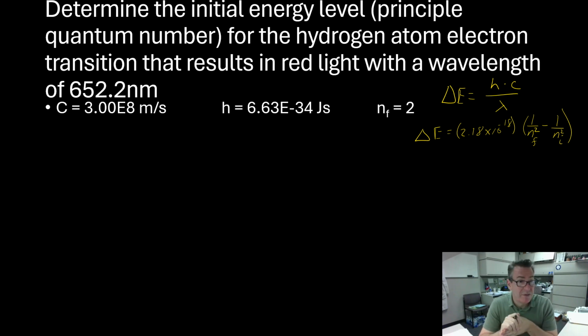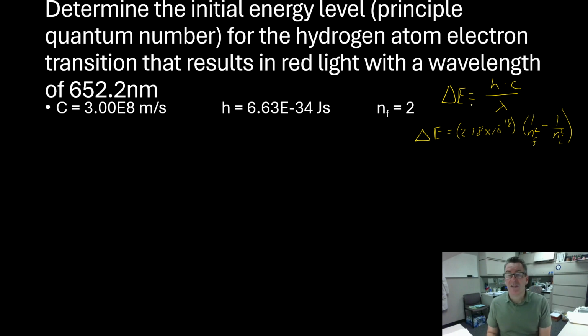We're given the wavelength of that red light, 652.2 nanometers. We need some other information as well, and that is the speed of light, 3 times 10 to the 8th meters per second. We've also got Planck's constant, 6.63 times 10 to the minus 34 joule seconds. And like I just mentioned, our final energy level, our principal quantum number, is 2. You can go all the way to the first energy level, but that usually results in ultraviolet light, not in the visible spectrum. That's why we're stopping here at 2.